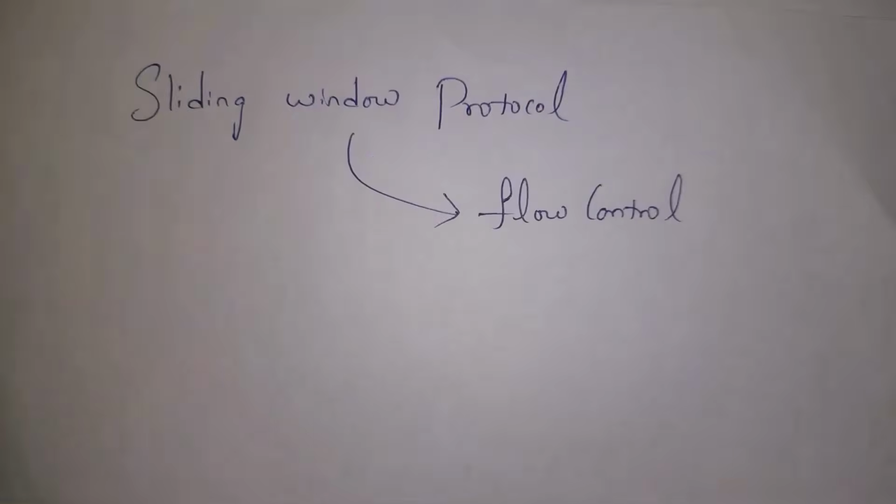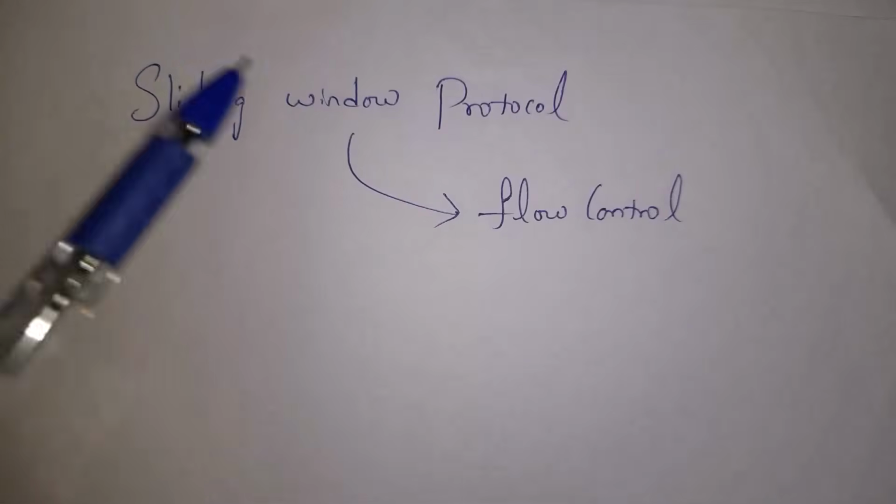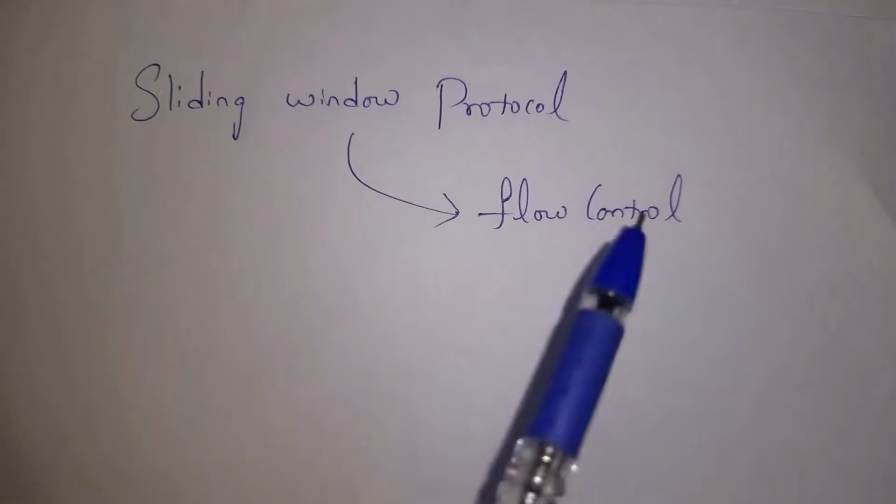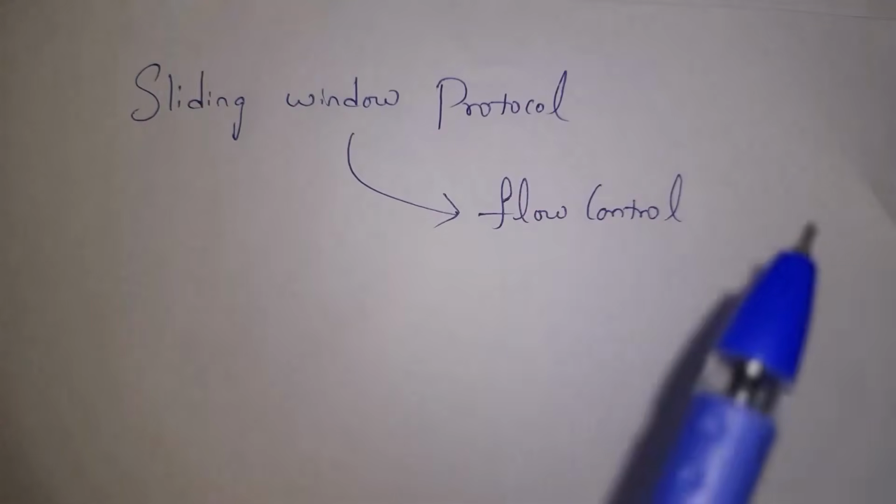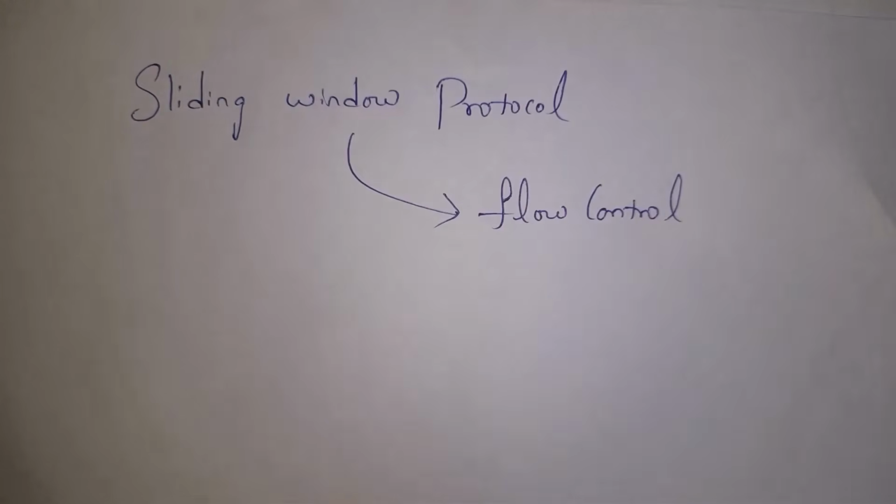Let's get started. Sliding window protocol is a method used in computer networks to control flow of the data. Guys, flow control means how much speed receiver can handle data. Only in that speed, sender will send data.